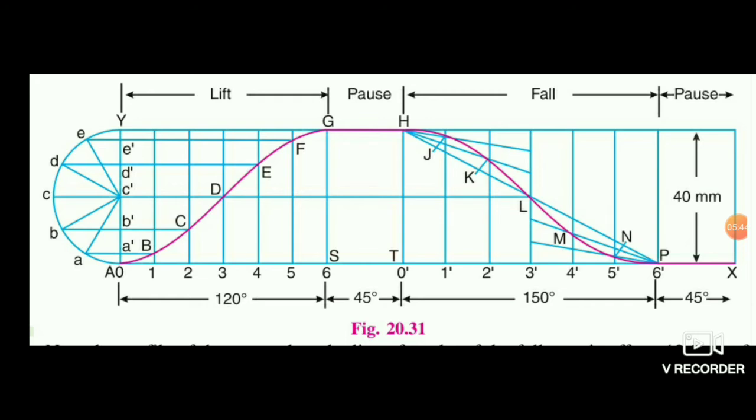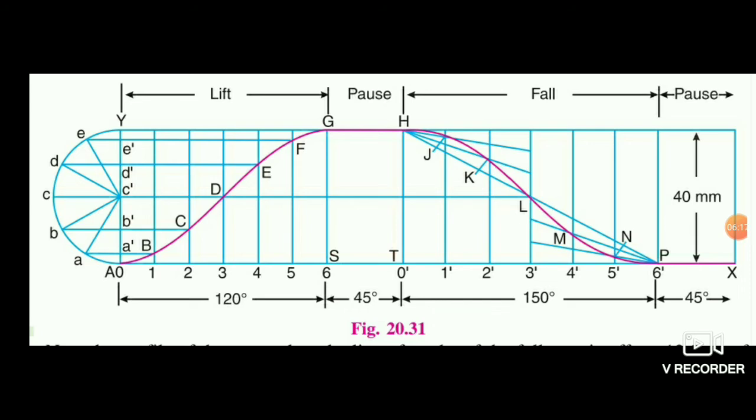Then you can divide this AS into 6 equal halves. Then similarly TP also into 6 equal halves. Then after that we have to draw the semicircle and divide the semicircle into 6 equal halves. Then from there you draw horizontal lines, and from the divisions you have to mark small a, b, c, d and e. Then from there you have to join the center C dash.